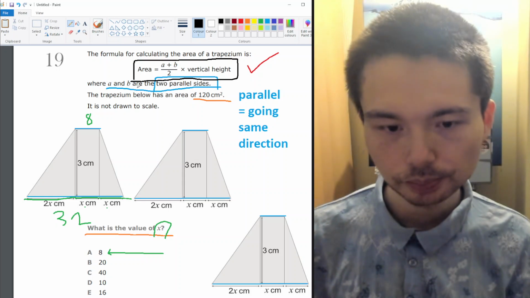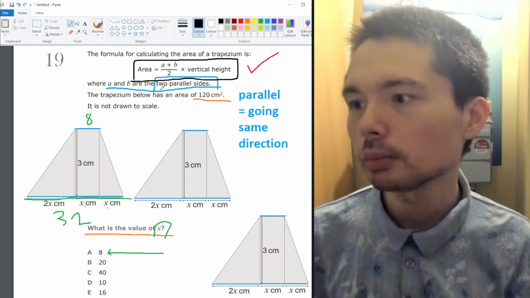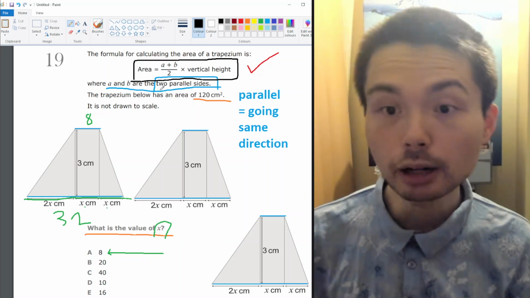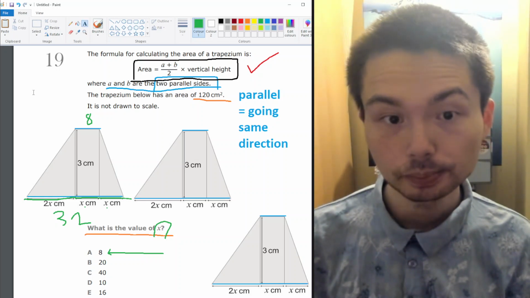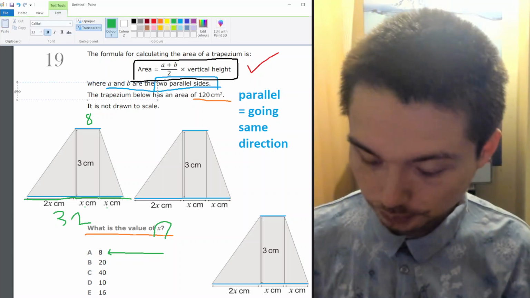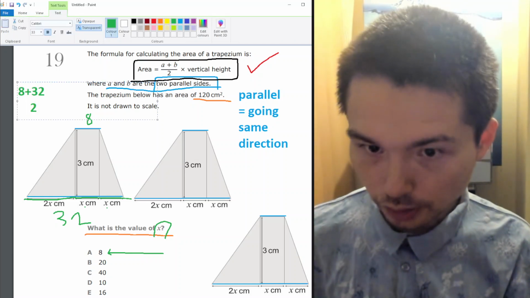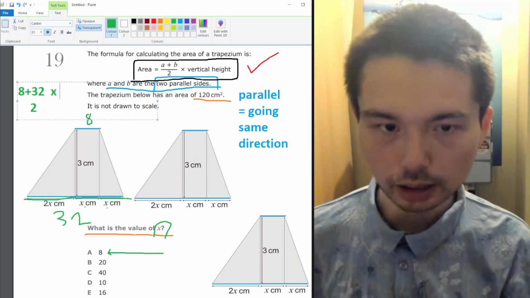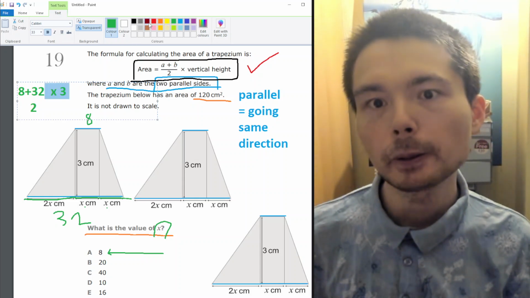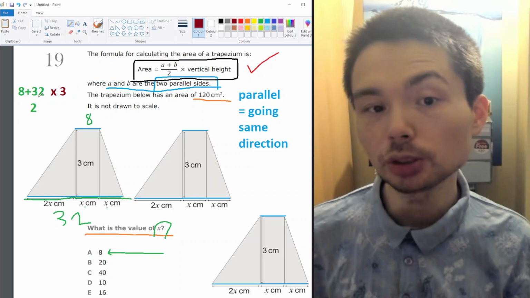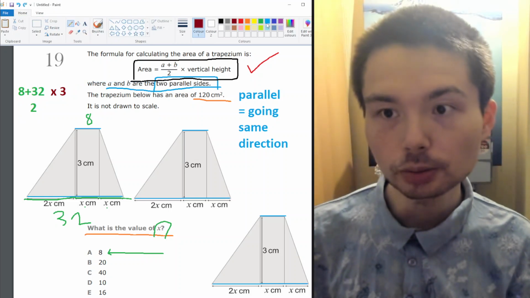A and B are just the top and the bottom because they've told us it is parallel. They are the parallel sides, A plus B. Put it, 8 plus 32. Divide by 2 and then times by the vertical height, which is the number they have given us. At least they're being nice in that respect. Times by 3, so just work out, don't be lazy. I'll give you 5 seconds, work out.